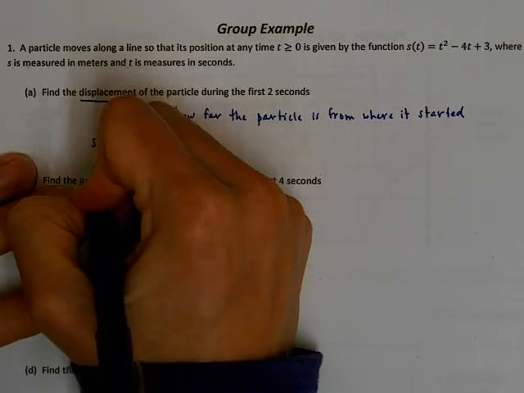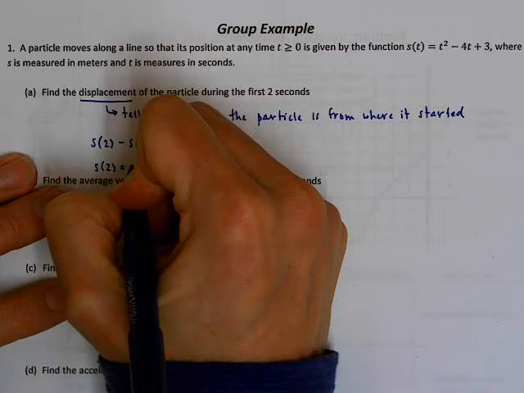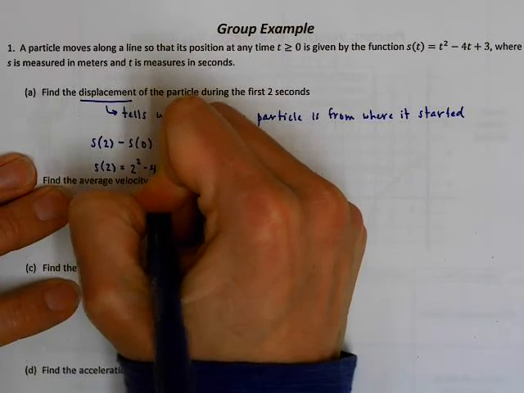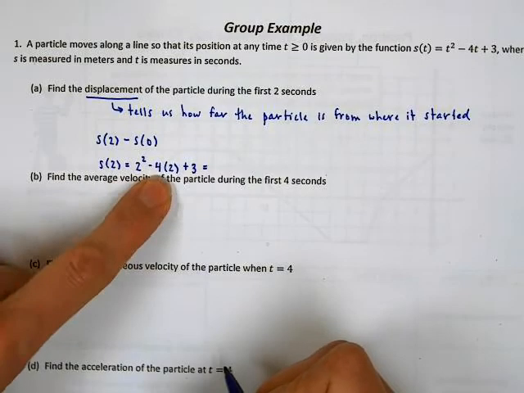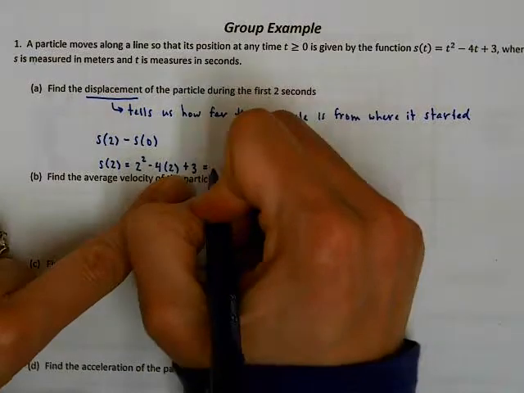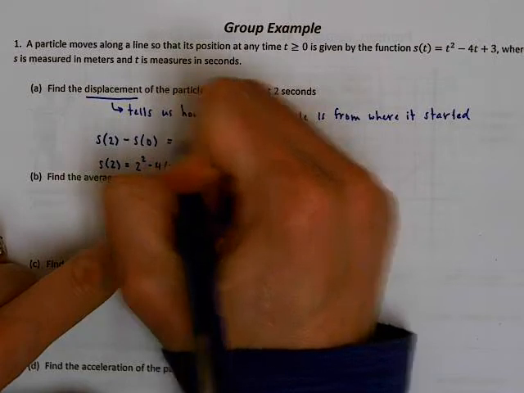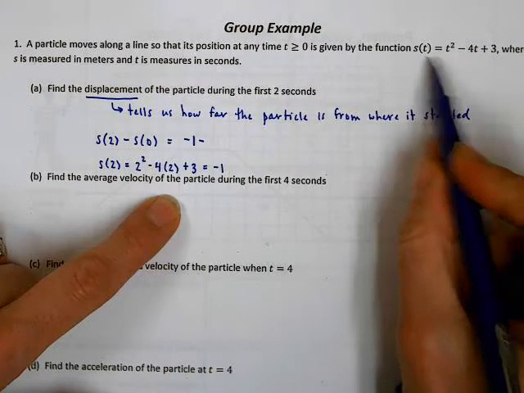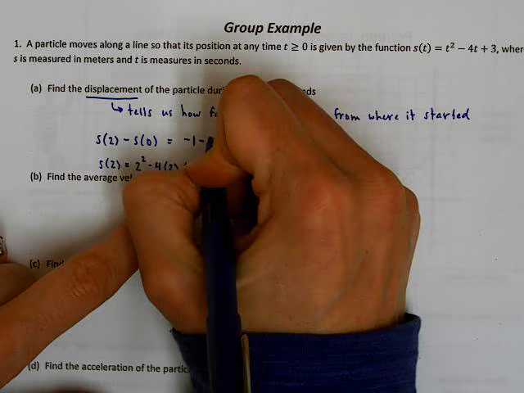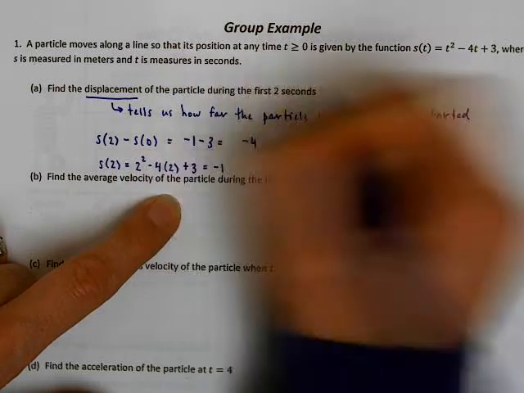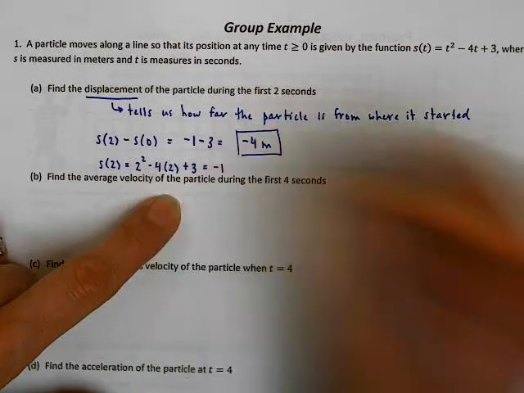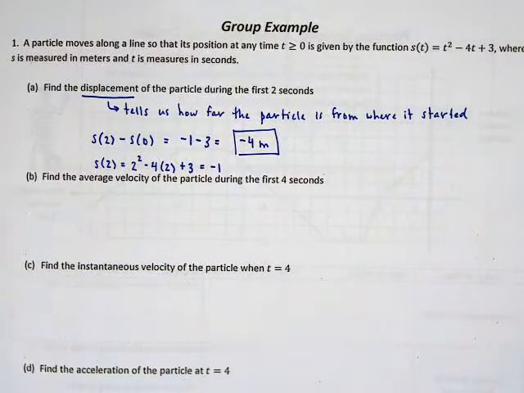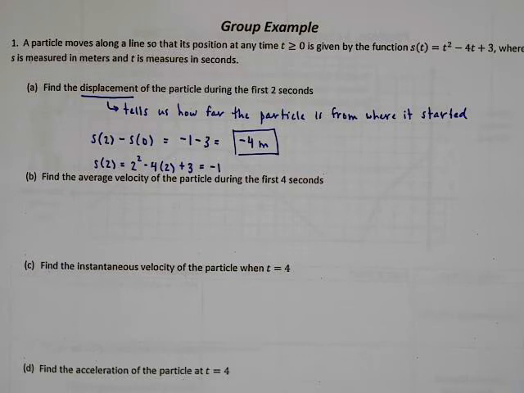So let's see, s of 2 is going to be 2 squared minus 4 times 2 plus 3. So I've got 4 minus 8 is negative 4 plus 3 is a negative 1. So I have negative 1 minus s of 0, which is just 3, which is negative 4, and my units are meters. So that's going to tell us it's 4 meters to the left of where it started.